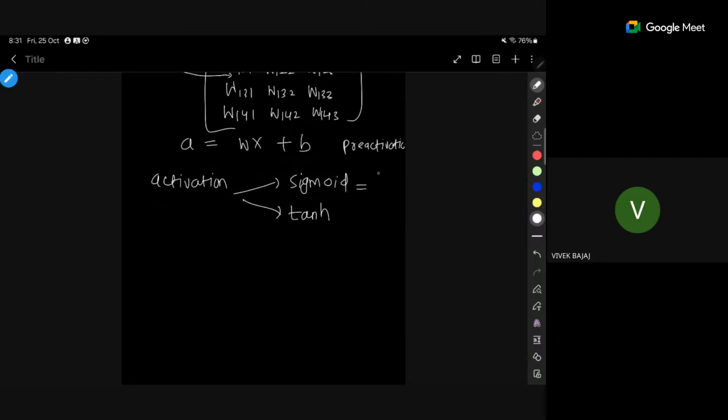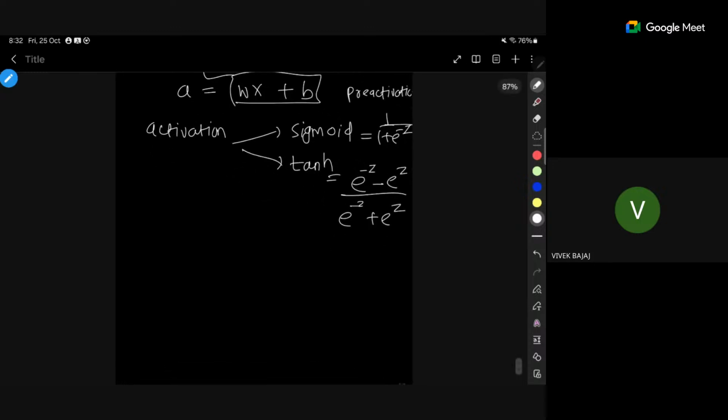Sigmoid is 1 by 1 plus e power minus z, where z is Wx plus b. And tanh is going to be, this is always confusing, I think e power z minus e power minus z divided by e power z plus e power minus z, something like this. So this is how sigmoid and tanh are defined.